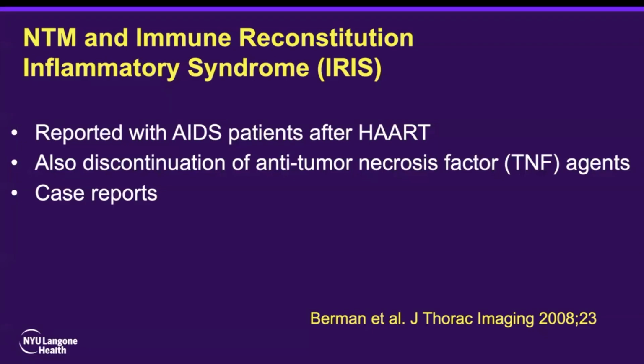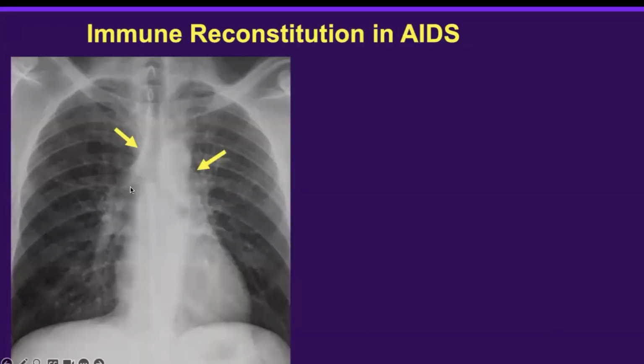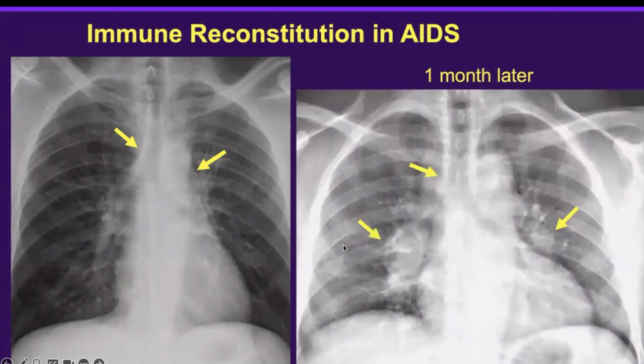Immune reconstitution inflammatory syndrome, or IRIS, has been described in patients with nontuberculous mycobacteria in addition to tuberculosis. This can occur also after discontinuation of anti-tumor necrosis factor agents and is on the order of case reports. And typically, patients develop this after being placed on HAART, and the nontuberculous mycobacteria has not had a chance to be fully treated. Here is an individual who had enlargement of the right paratracheal stripe. It's greater than 3 millimeters, and there is convexity in the AP window region related to adenopathy.